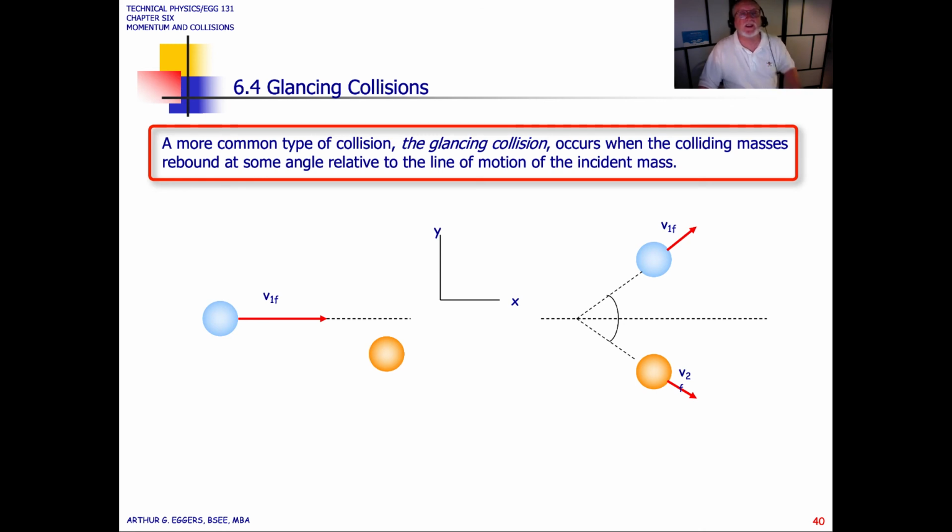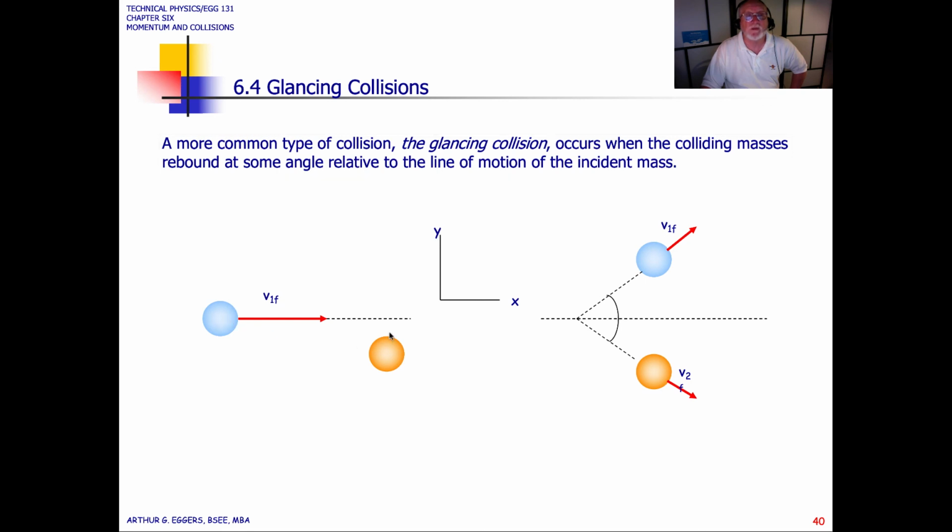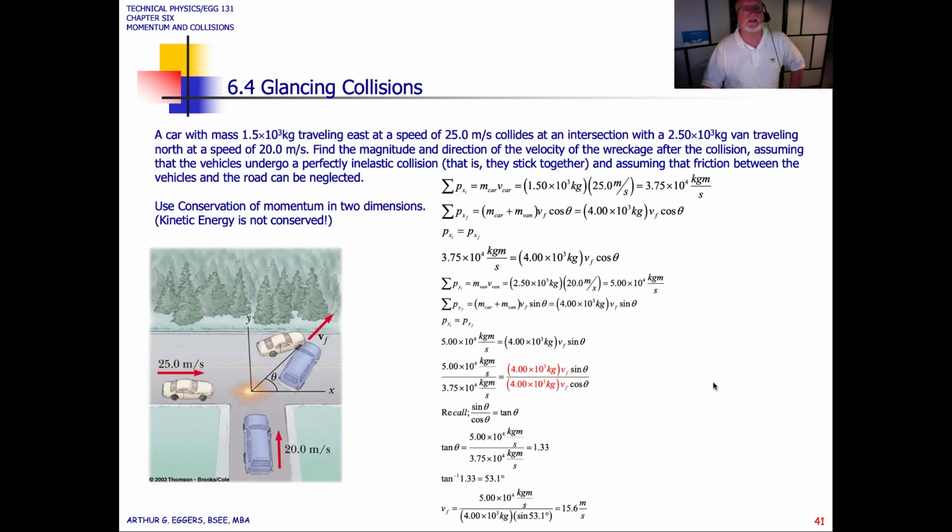Moving on to glancing collisions then. Glancing collisions are a more common type of collision. A glancing collision occurs when the colliding masses rebound at some angle relative to the line of motion of the incident mass. So when velocity 1 of the first mass strikes mass 2, it ejects at some angle. So let's take a look at an example.